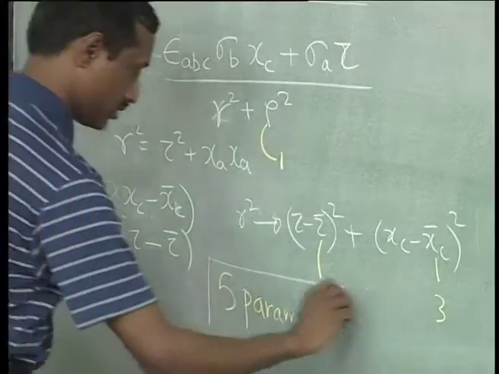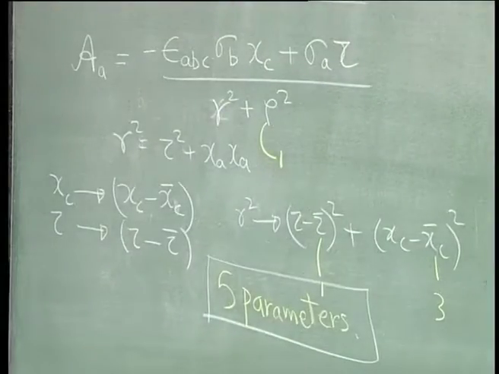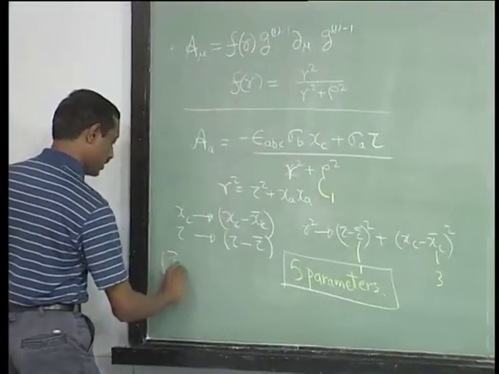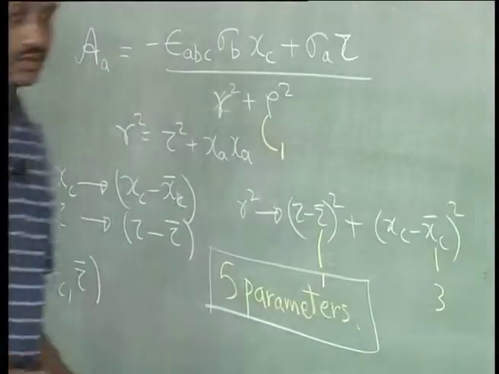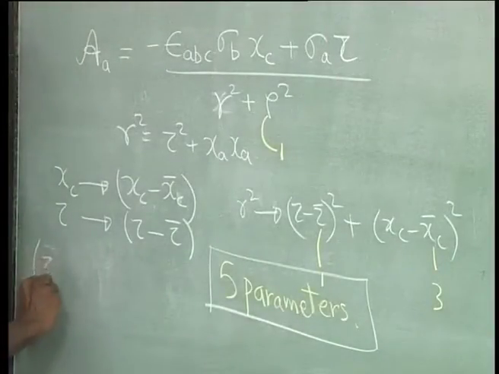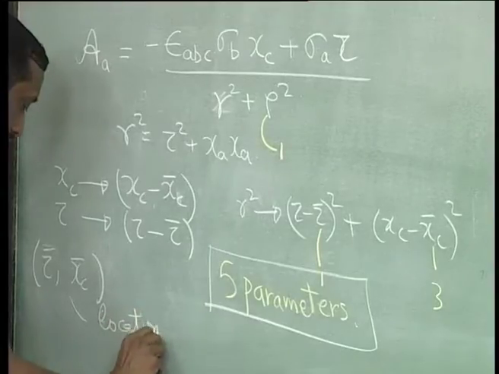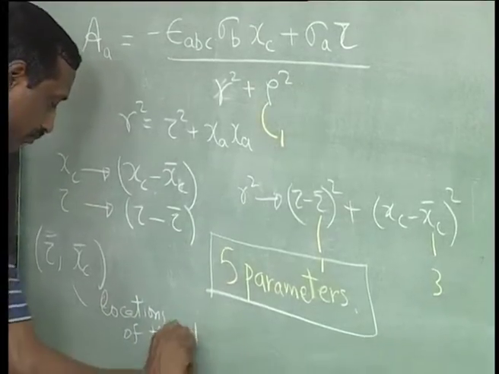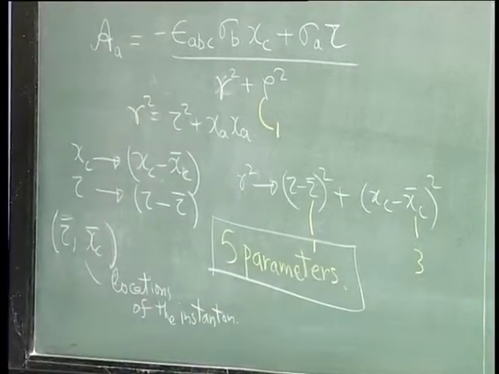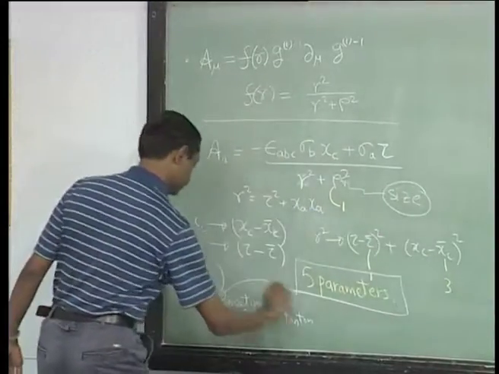Okay. So I did a quick count for what should be for a 2 instanton solution by intuitively saying that fine. Here the interpretation for tau bar and x bar c is that these are the location of the instanton, and this is the size. So this is how we understand the 5 parameters.